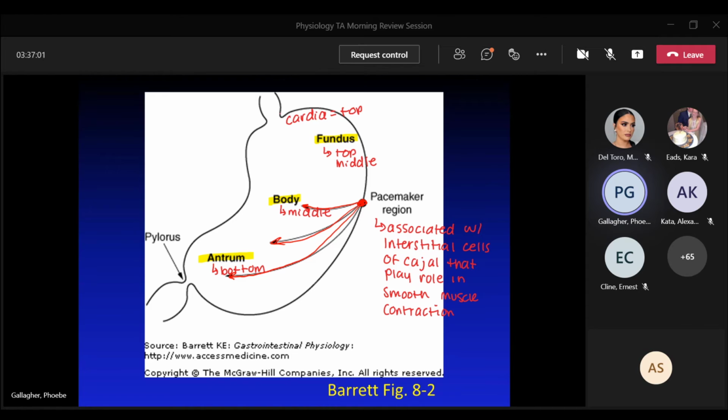So these are the 4 different regions of your stomach, and you should know them. The cardia is the top towards your lower esophageal sphincter. Your fundus is the top middle area. Your body is the middle part, and then your antrum is the bottom by the pyloric sphincter.